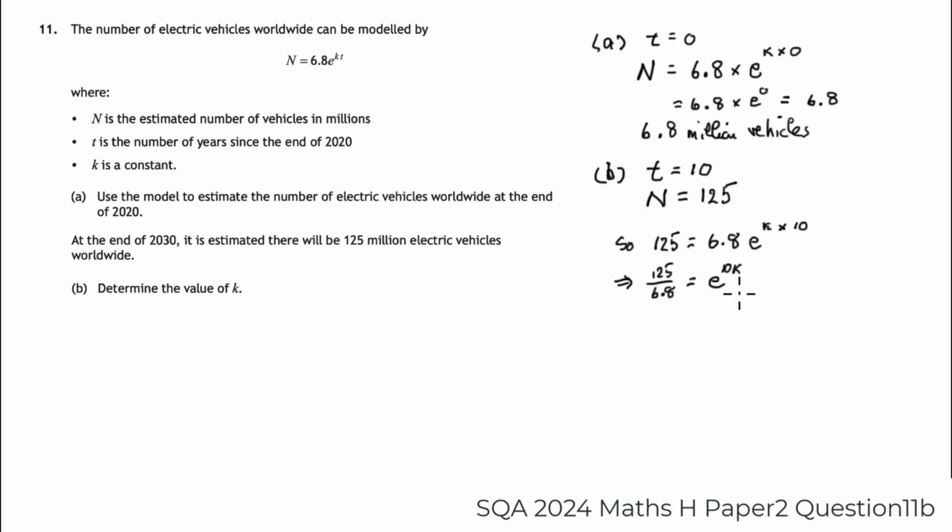Now that is a power statement, and all power statements can be written as log statements. So this tells us what power do we raise e to, to get this number 125 over 6.8, and the answer is 10k. So our log statement would be to say what power do we raise e to get this number 125 over 6.8, and the answer is 10k. Now that's a direct translation from a power statement to a log statement.